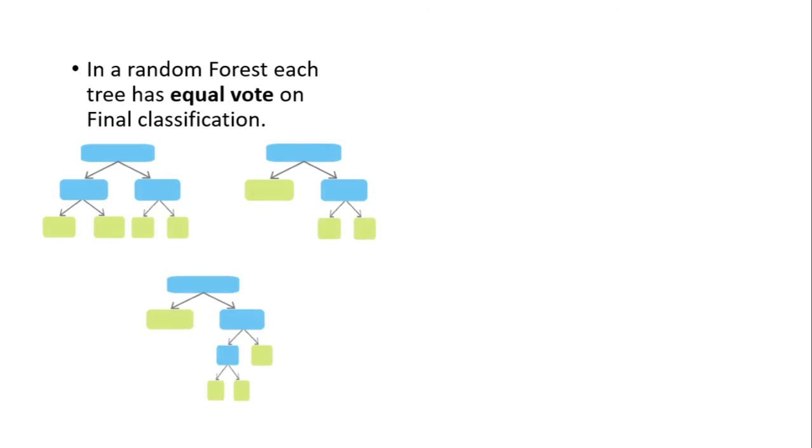Okay, in a random forest, each tree has equal vote on final classification. What does this mean? For example, these three trees are part of some random forest. Then each of these has its own equal vote in the final classification. As you can remember from the diagram shown previously, we will take each of these trees' outputs and then pass it through some mathematical operator to get our final classification.